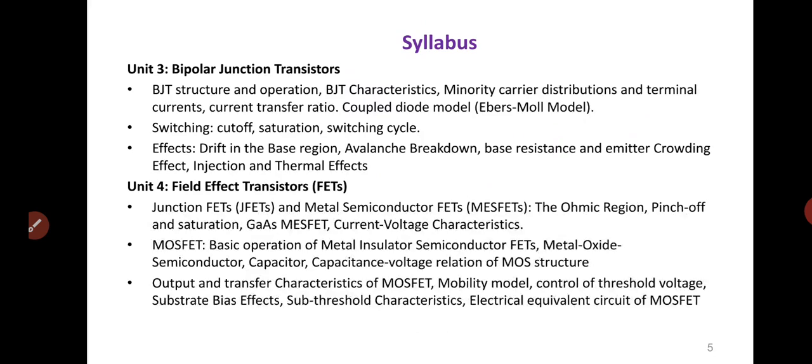In third unit, bipolar junction transistors. We will discuss in this unit BJT structure and its operations. Then minority carrier distribution, concept of terminal currents, coupled diode model, switching cycle in BJT, and effects.